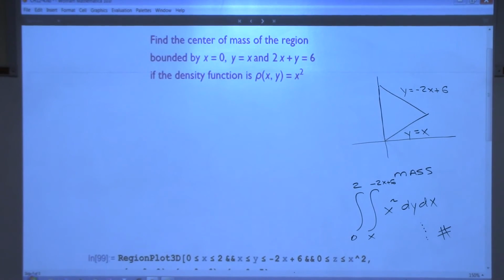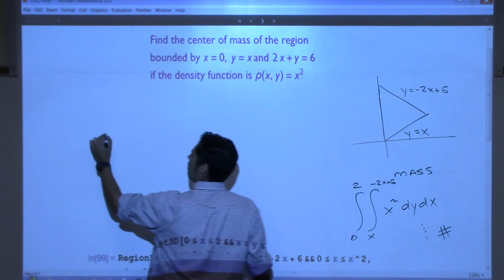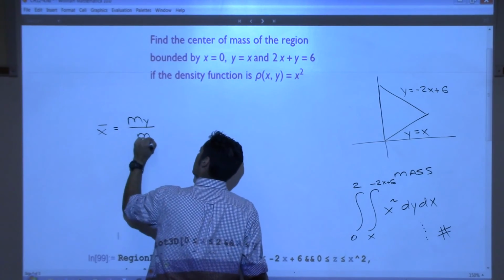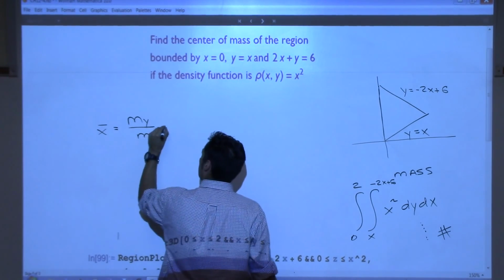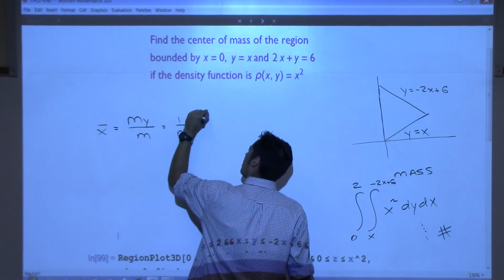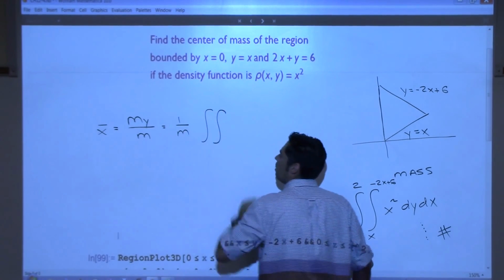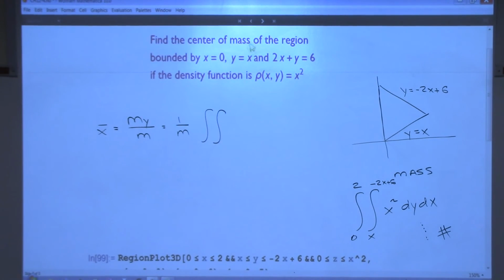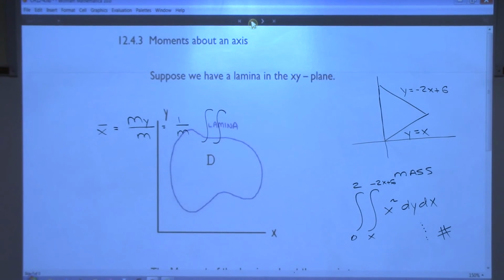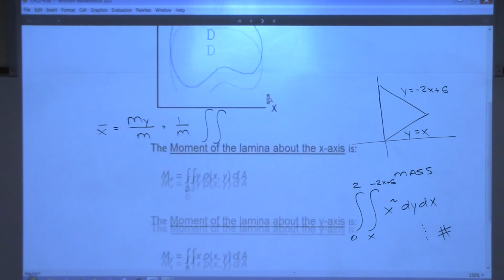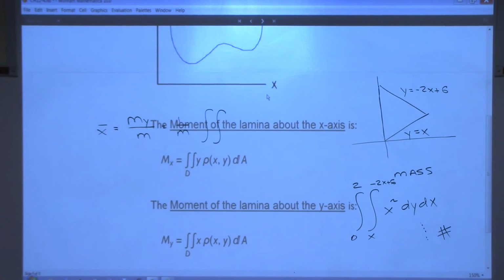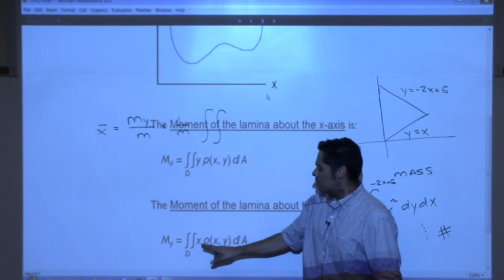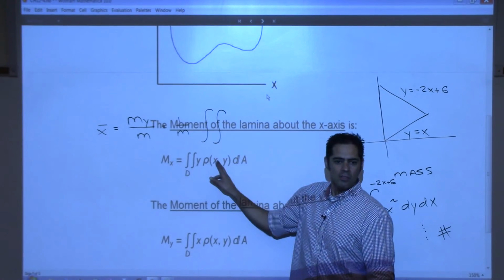So if I want x bar, it's the moment about y over mass, which is 1 over mass times the double integral of what? What changes? These are opposite. I'll go back to the moments. So look, a moment about the y-axis, you use x in here. A moment about the x-axis, you use y.